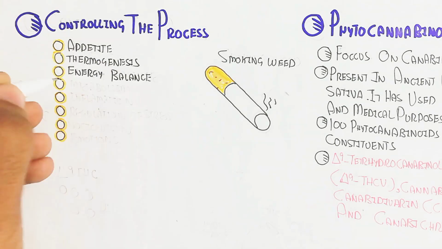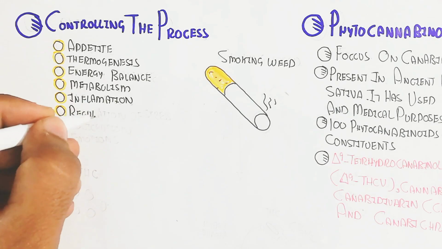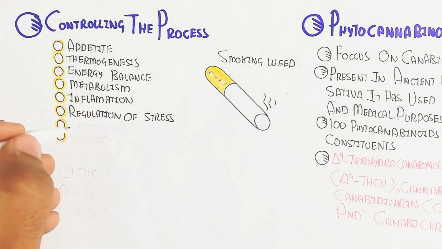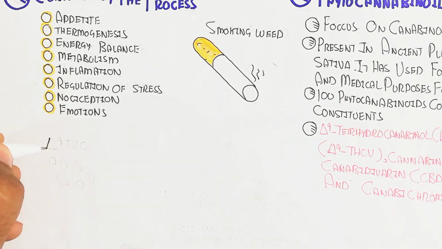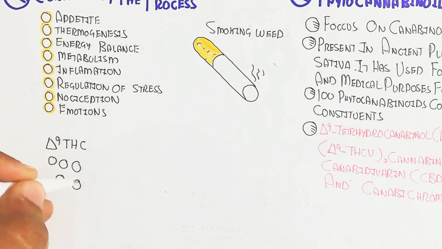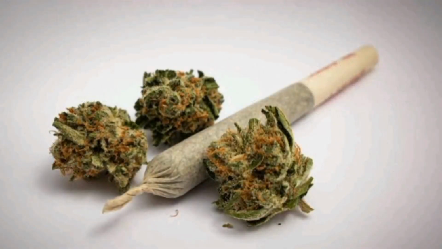Appetite can increase or be suppressed, and thermogenesis, energy balance and metabolism, inflammation, regulation of stress, nociception and emotions are affected. Emotion means that whenever you think you want to eat more, you will eat more; if you don't want to eat more, you will suppress the appetite. This is the smoking preparation. So don't smoke weed if you do not have any health issue or problem.